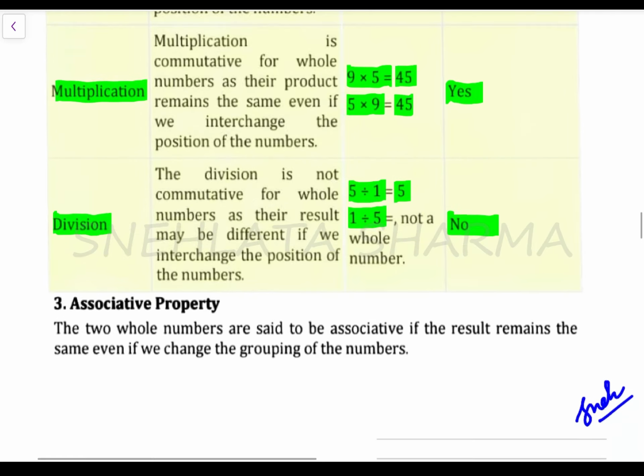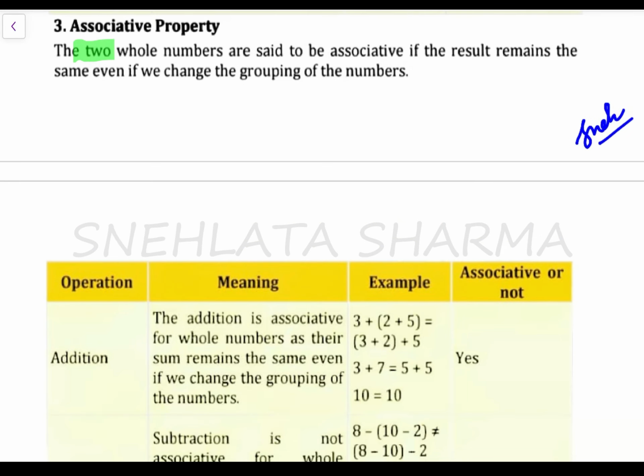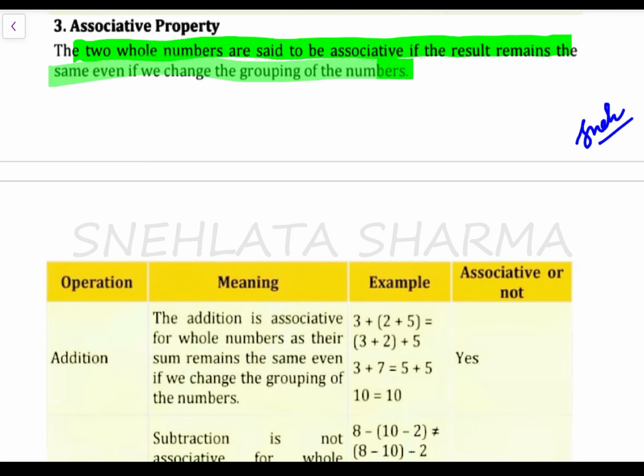Now let us move to associative property. The whole numbers are said to be associative if the result remains same even if we interchange the grouping of numbers. Let us learn this for operation addition. Let us take an example of three whole numbers. Suppose I have three whole numbers 3, 2 and 5. For first case, I will group 2 and 5 together and the sum of 2 and 5 is 7. So 3 plus 7, this gives me 10.